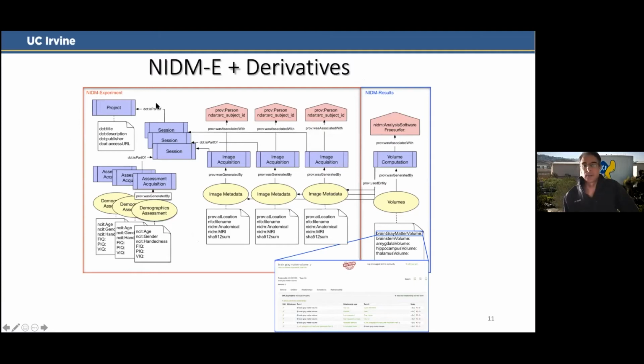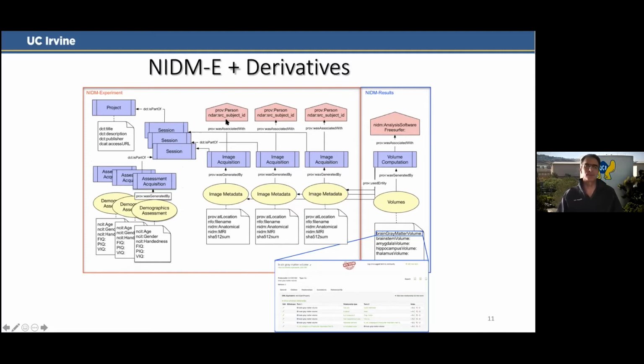In this particular picture, it's the same as what we saw in the previous slide, the basic building blocks. You have a project, you have sessions, you have acquisitions. On the left part of the red box, you see the assessment acquisition. This is a fictitious study where demographic assessments were collected on a number of participants related to a session. There was also a bunch of image acquisitions that were collected. They're all related and associated with the trapezoids at the top.